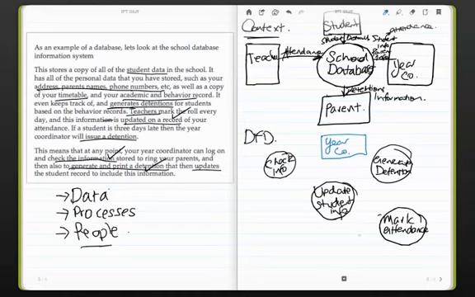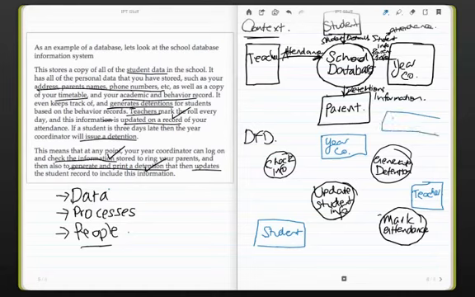I'm not doing these in a different colour for a good reason, aside from the fact that my pen just changed colour. We have the student, and we have the teacher. Now the other thing we have to worry about is in any information system, you also have a data store. So I'm going to have the database of student records here, and I'm going to call it student database.